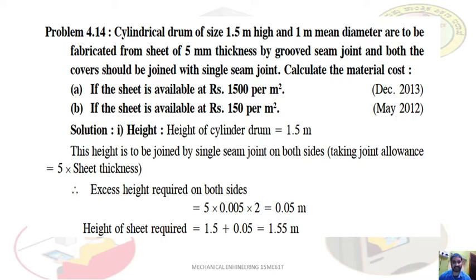5 is the constant. Sheet thickness is 5 millimeter, and if you convert this into meter, that will become 0.005 meter. This 2 is for both sides. So 0.05 meter of excess sheet is required height wise. So the height of the sheet required is 1.5 plus 0.05 of the actual height. This groove, the single seam joint, requires the folding of material. For that purpose we need 0.05 meter of excess sheet. So the total height of the sheet required is 1.55 meter.